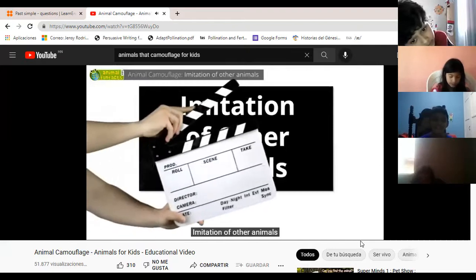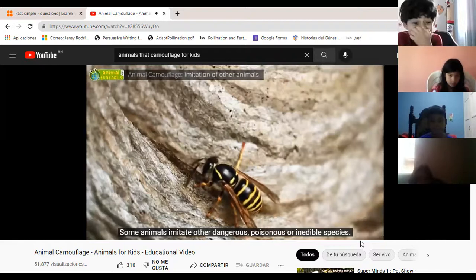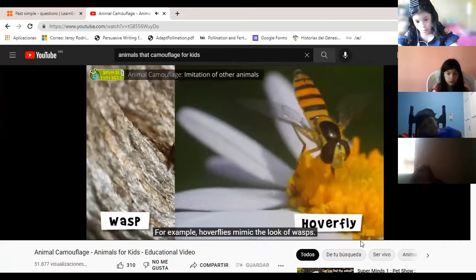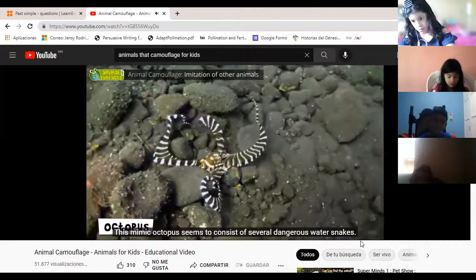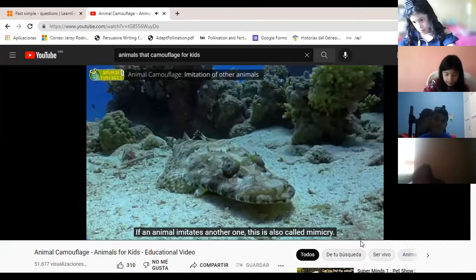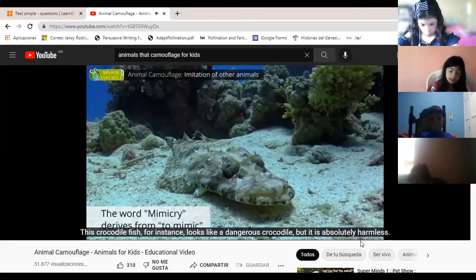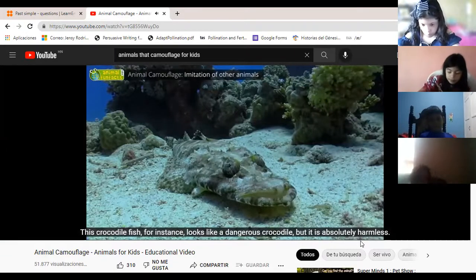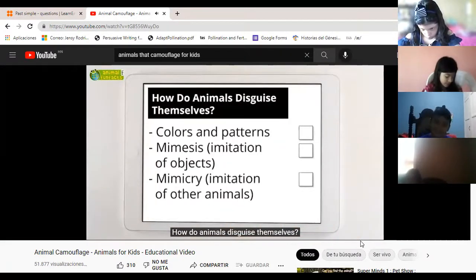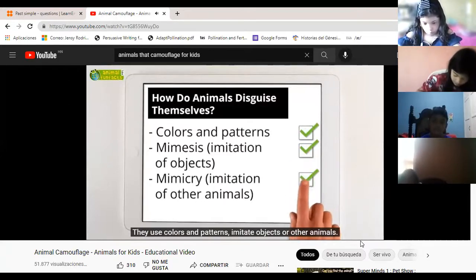Imitation of other animals. Some animals imitate other dangerous, poisonous, or inedible species. For example, hoverflies mimic the look of wasps. This mimic octopus seems to consist of several dangerous water snakes. If an animal imitates another one, this is also called mimicry. This crocodile fish, for instance, looks like a dangerous crocodile, but it's absolutely harmless. The Animal Fun Facts Roundup. How do animals disguise themselves? They use colors and patterns, imitate objects, or other animals.